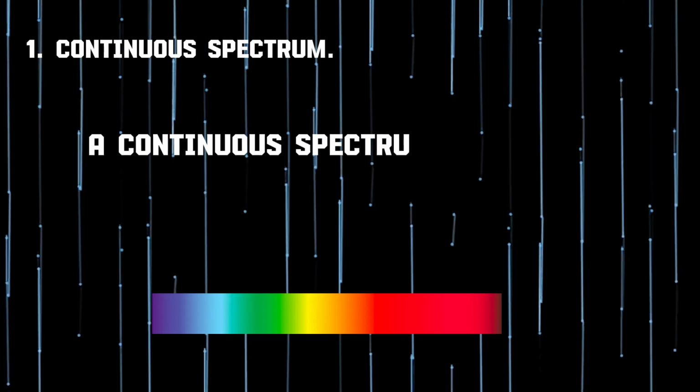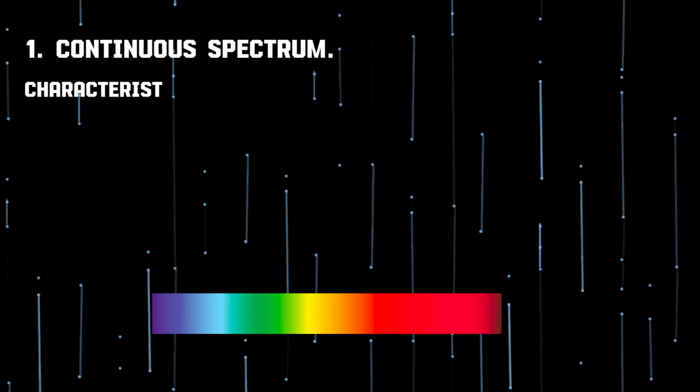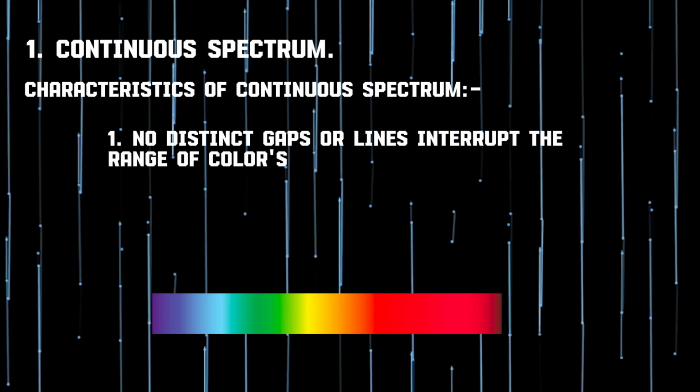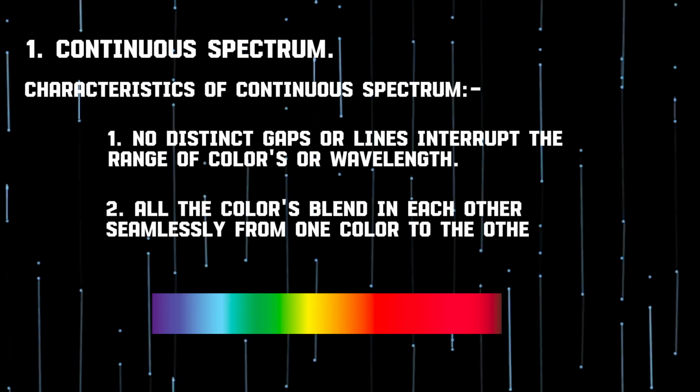A continuous spectrum exhibits a smooth and unbroken distribution of wavelengths or frequencies. Characteristics of continuous spectrum. First, no distinct gaps or lines interrupt the range of colors or wavelengths. Second, all the colors blend into each other seamlessly from one color to the other.